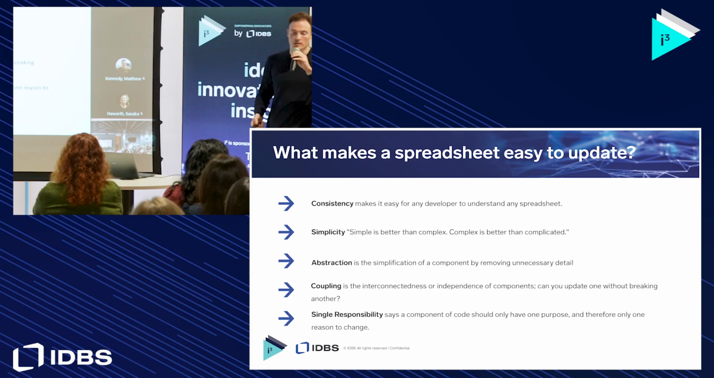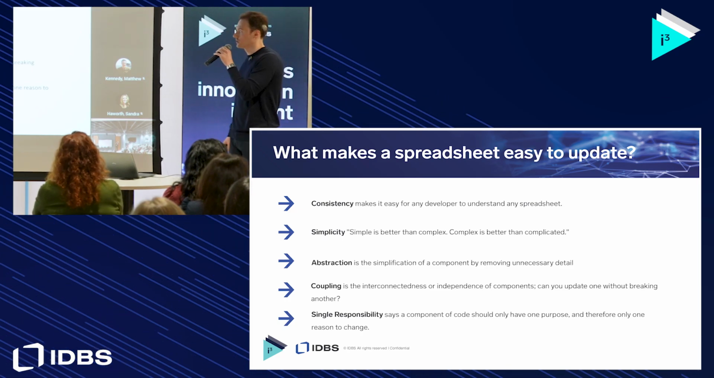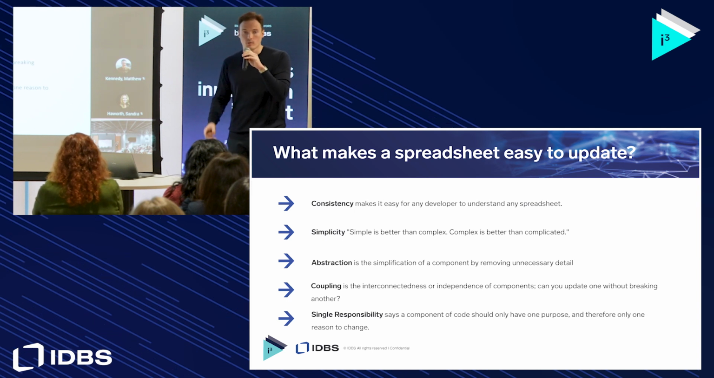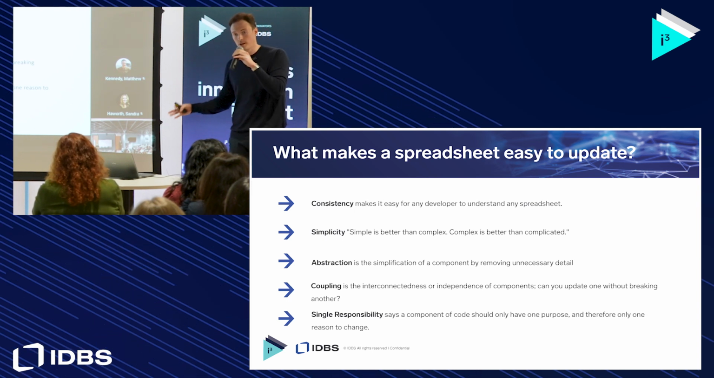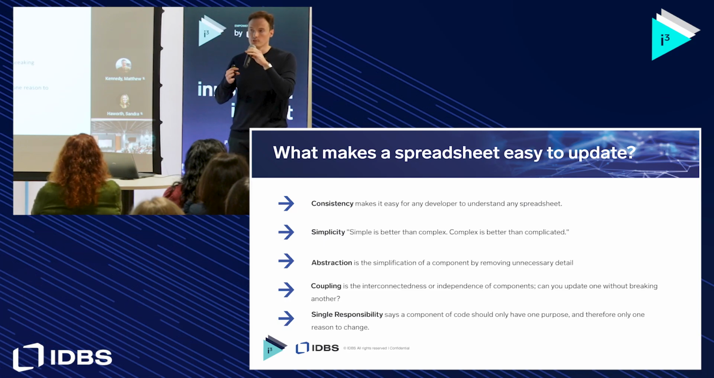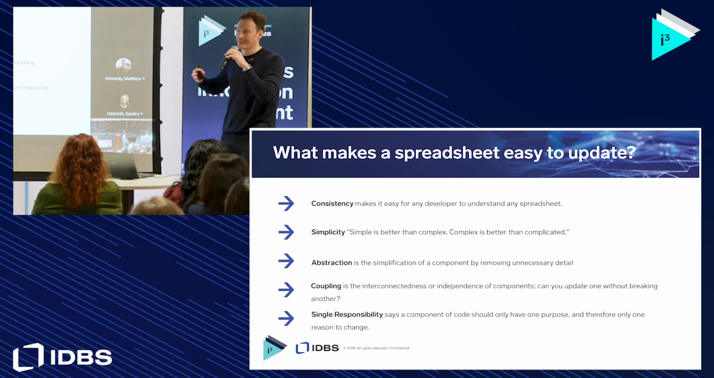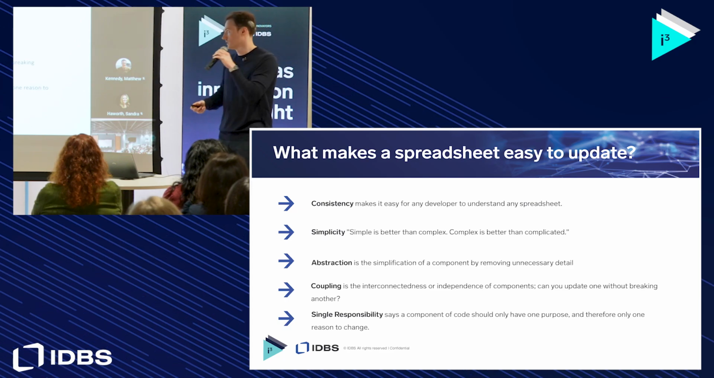Coupling is a measure of the interconnectedness of different parts of your spreadsheet. If something is tightly coupled, you can imagine that if you update one component, another component might break, which is not great because you don't want to have to do those parallel updates. You don't want to have to do everything at the same time. You want to be able to phase it out, and you want to know that you're not going to break things downstream when you make an update.